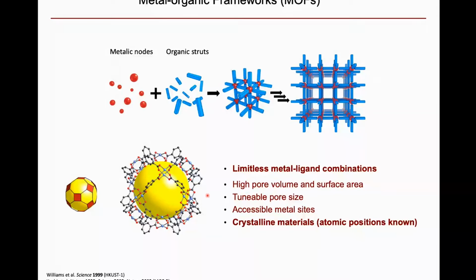You have accessible metal sites. These metal sites are important, for example, for catalysis applications or for gas separation applications. And most important of all, these are crystalline materials. So we know the atomic positions of each and every structure. And this is good news for us as computational chemists because we can actually model them on the computer.